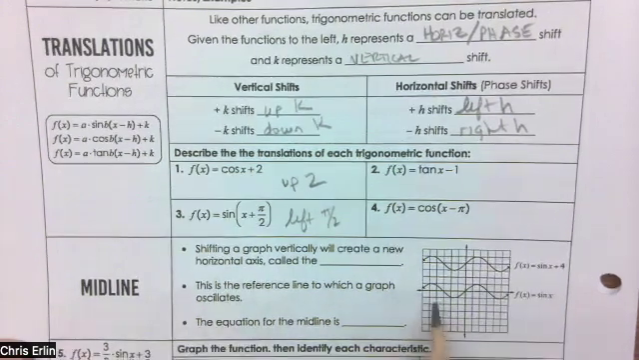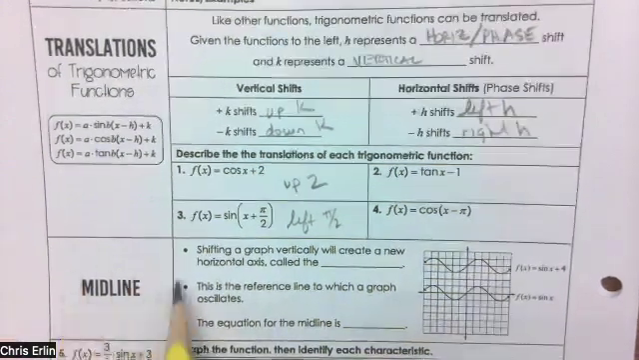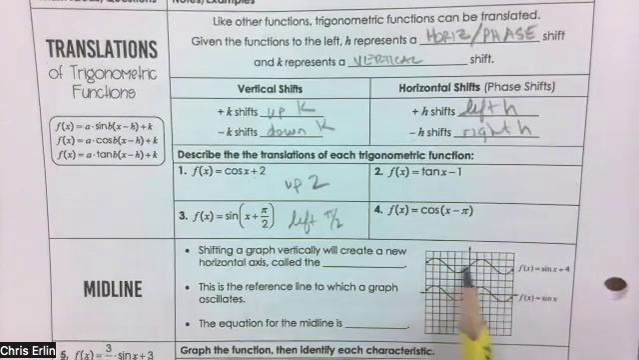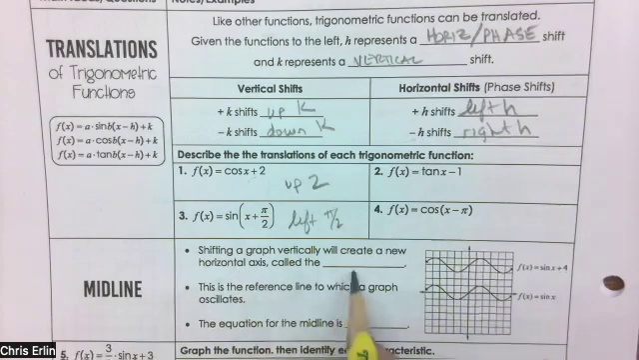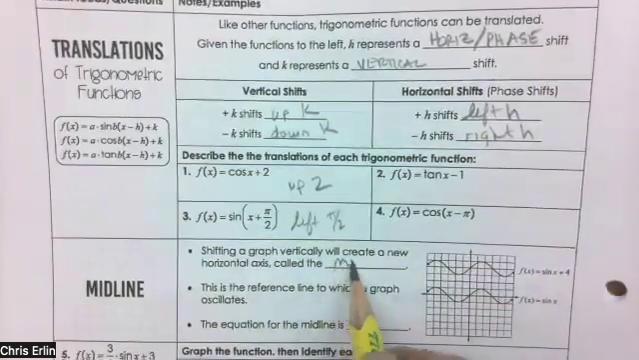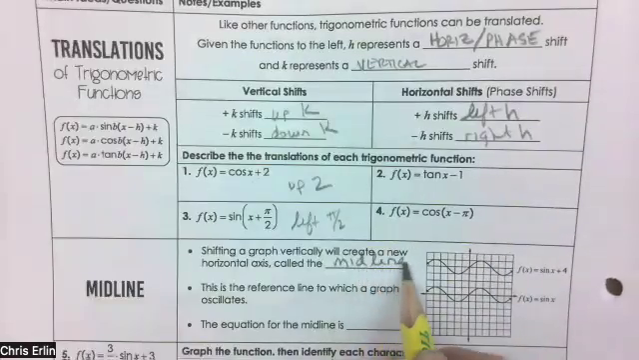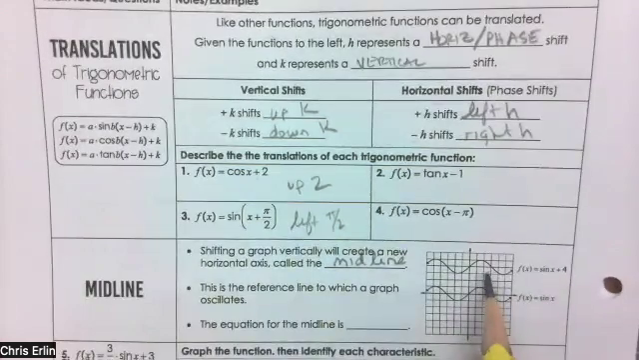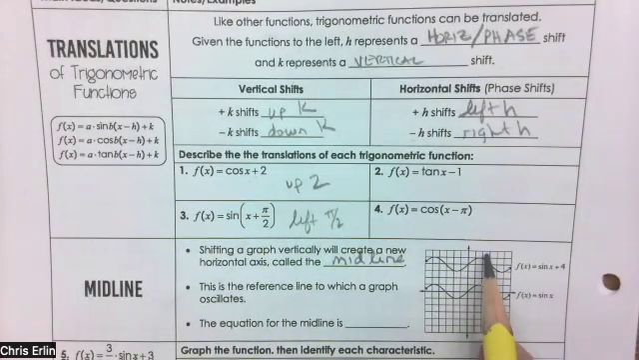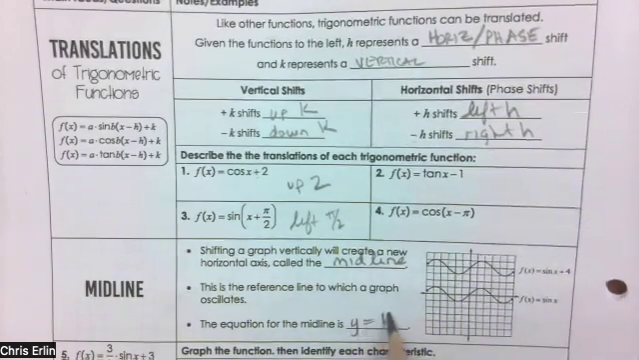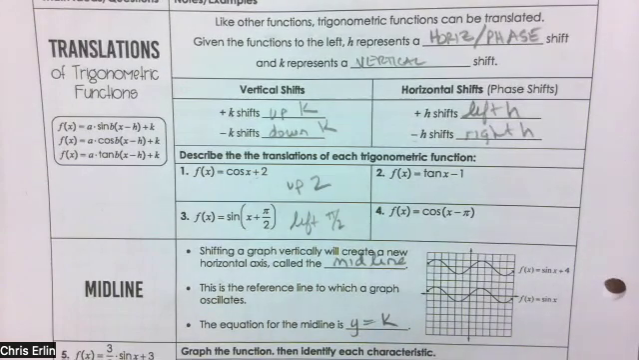Okay. Now we're going to talk about the midline. This is that point that runs right through the center, kind of the horizontal axis. Shifting a graph vertically will create a new horizontal axis called the midline. This is the reference line to which a graph oscillates. In other words, it goes up the amplitude from there and down the amplitude from there. The equation of this midline can be found by simply saying y equals k, whatever that vertical shift is.